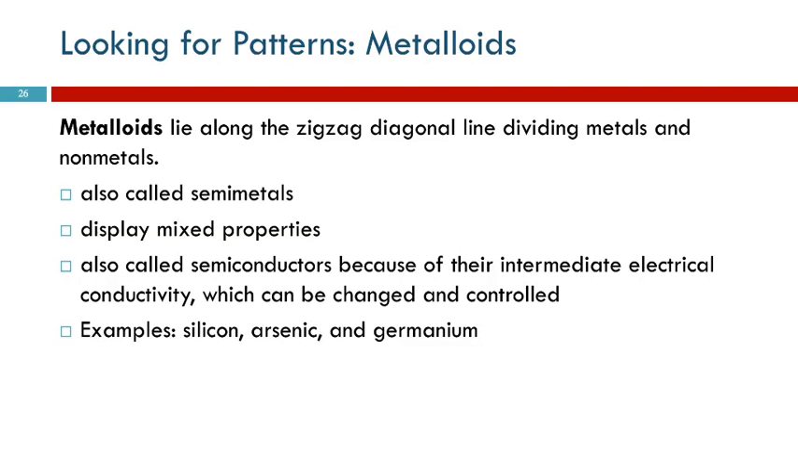Then the metalloids are along that zigzag line. They have very mixed properties between. They're also called semiconductors. You've probably heard of semiconductors, the Silicon Valley here in California. Silicon is a semiconductor, and it's very important in making computer chips, right? Semiconductors are really useful because they have an intermediate electrical conductivity, and that electrical conductivity can be changed and controlled by what you do to the material itself. So examples are silicon, arsenic, and germanium.